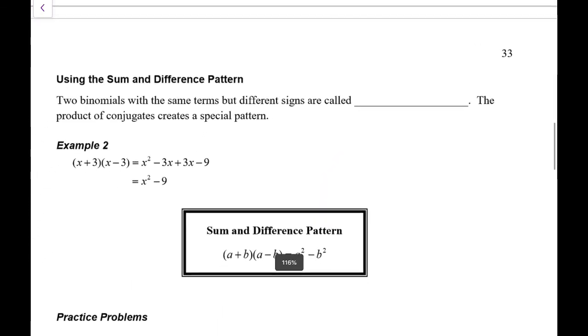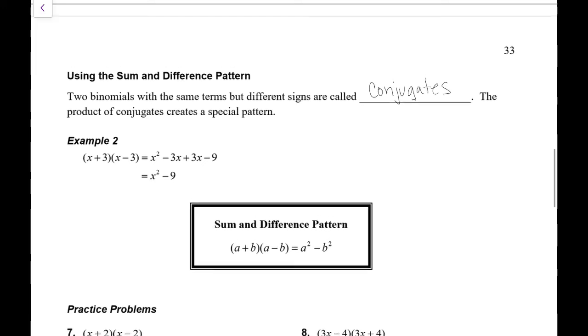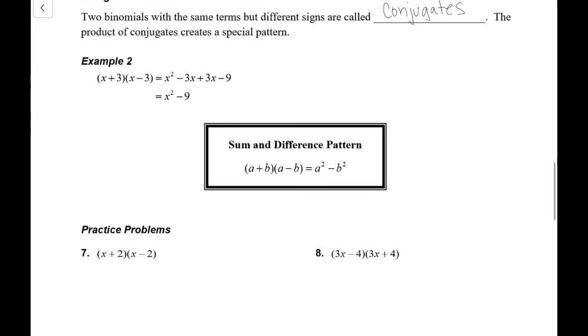On page 33, we're looking at this sum, using the sum and difference pattern. Two binomials with the same term but different signs are called conjugates. So if I have x plus 3 in this first example, my conjugate would be x minus 3. Now this forms a special pattern where every time the middle two terms will cancel. Let's see how this works.